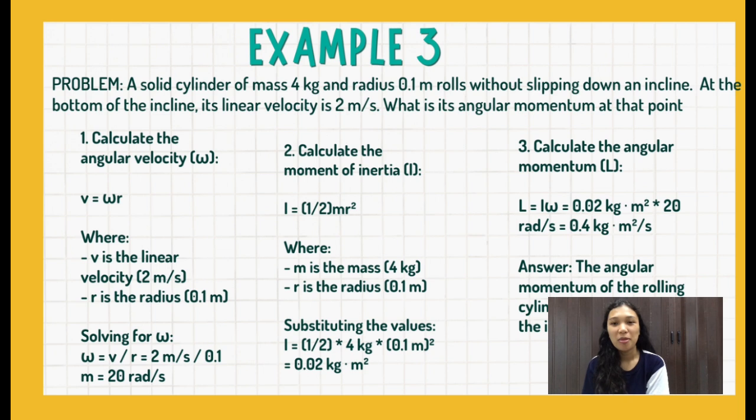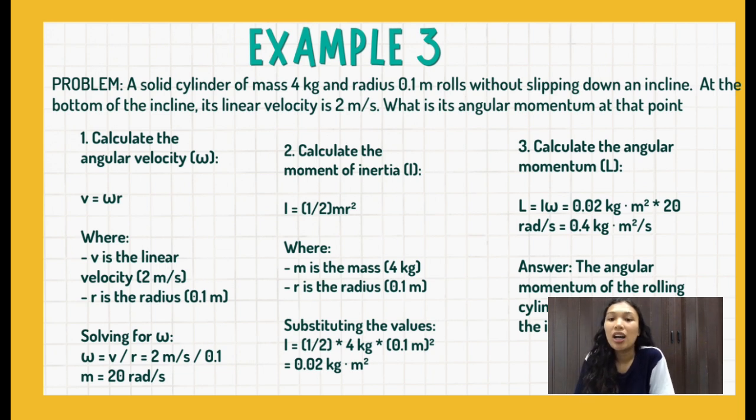Example number 3. Problem. A solid cylinder of mass 4 kg and radius 0.1 meter rolls without slipping down an incline. At the bottom of the incline, its linear velocity is 2 meter per second. What is its angular momentum at that point? Sige. Linear velocity equals angular velocity times radius. So, ang iyang linear velocity is 2 meter per second. Tapos, ang iya yung radius kay 0.1. So, imo lang dayon na siyang i-divide. So, may equal na din siya sa 20 radians per second.